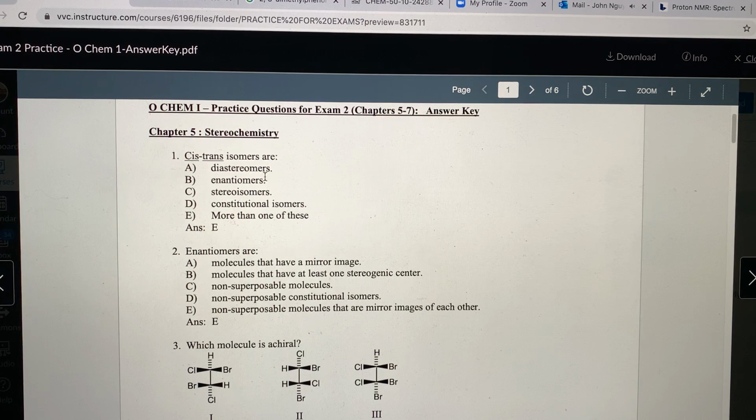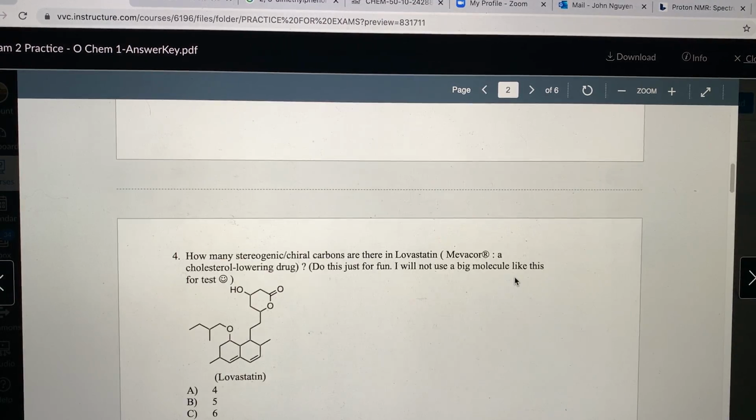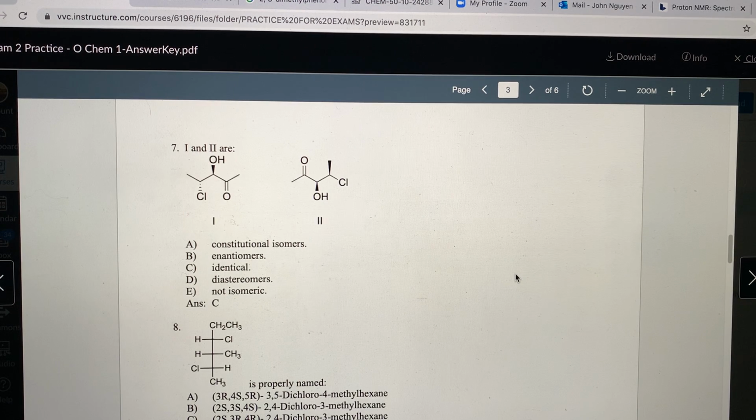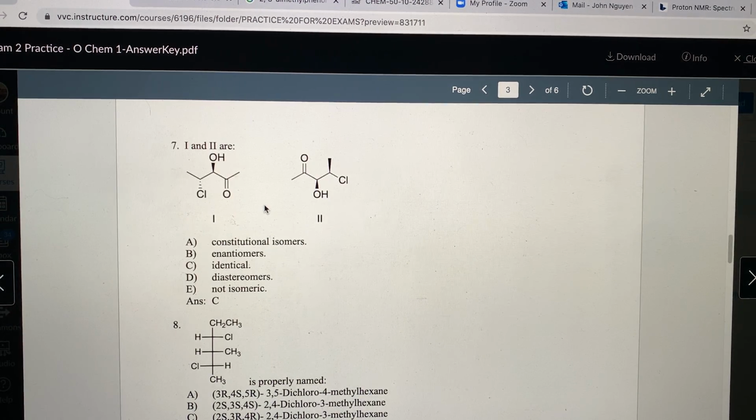So we call them diastereomers, and diastereomers are also stereoisomers. That's why the answer is E, more than one of these above are correct. Okay, so that's stereochemistry. It's pretty cool how to recognize them, and here's a good one.